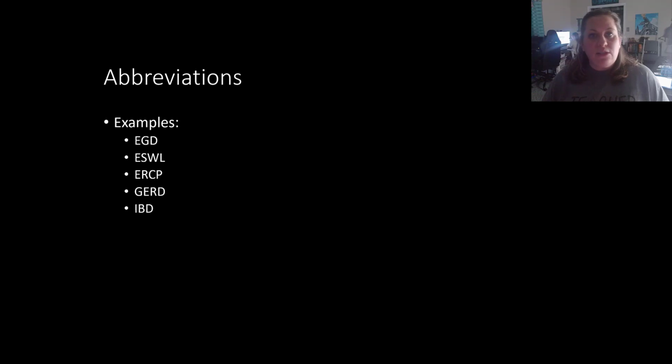And last but not least, you need to review again at the very end of the chapter the different abbreviations that are present. This is not all of them, but they are located at the end of the chapter. So you have things like EGD, esophagogastroduodenoscopy. Okay, so that's going to be looking again at the esophagus, the stomach, and the duodenum. We then see ESWL, which is the extracorporeal shock wave lithotripsy. We have ERCP. We talked a little bit about GERD. And then IBD, which is like inflammatory bowel disease. And so we have a lot of these different abbreviations that you see again throughout the chapter.